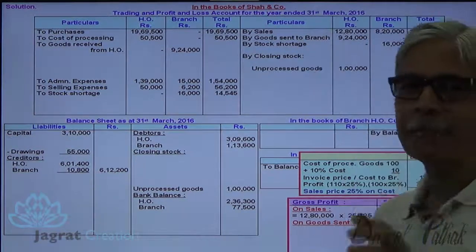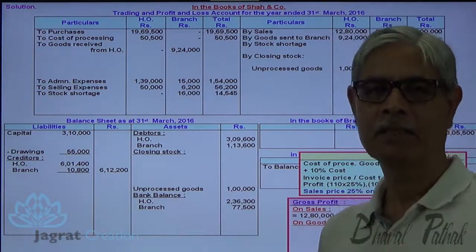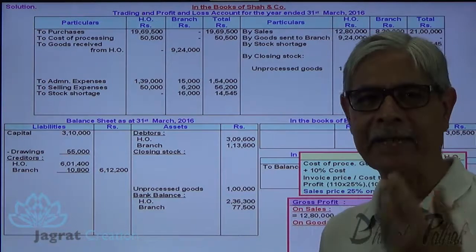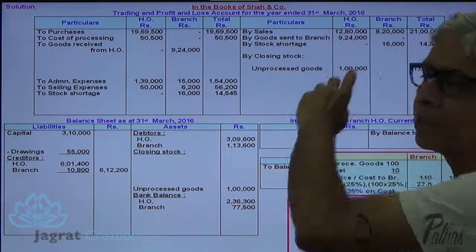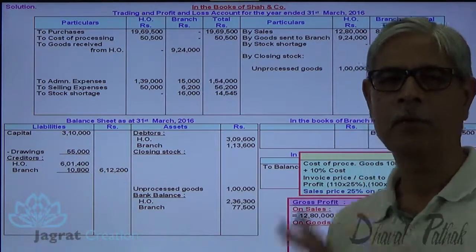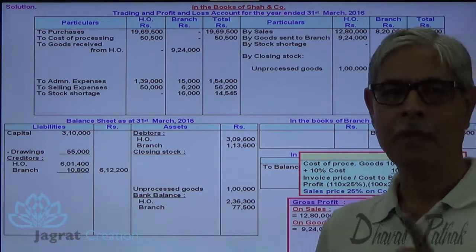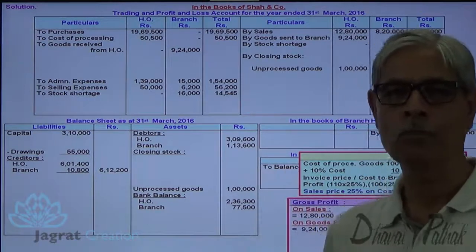When the goods are sent by HO to branch, there was a load of 10%. Invoice price was arrived at by adding 10%. So this goods sent to branch 9,24,000 also includes a profit element. Let us find out that profit element. 9,24,000. So if 110 is the invoice price, then 10 is the profit. How much for 9,24,000? This is also the profit earned, profit identified by head office while sending the goods to the branch.